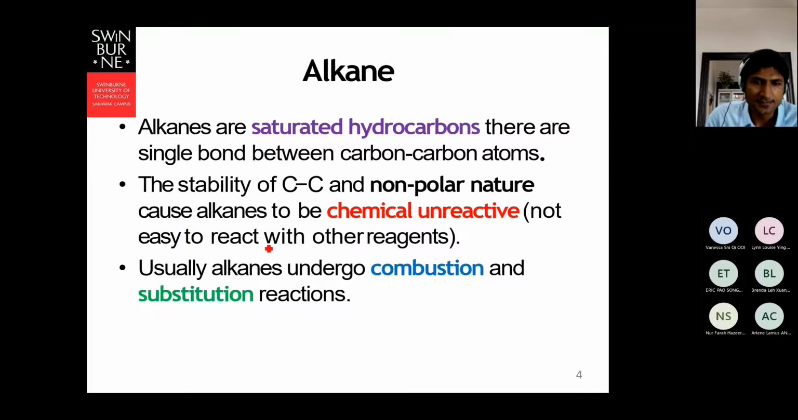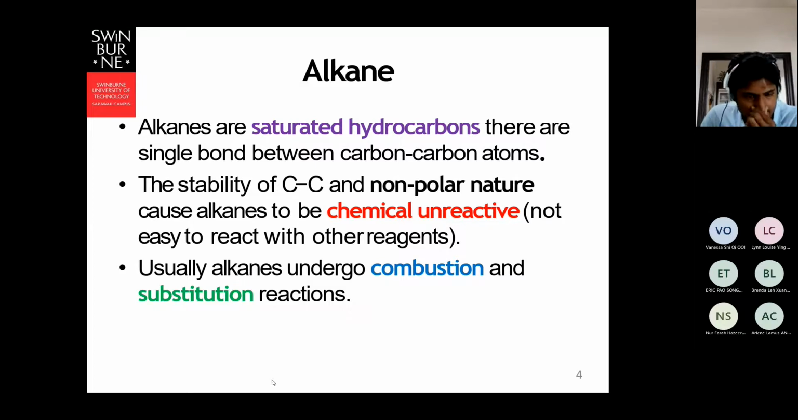Okay, so the alkanes. Alkanes will go for substitution reactions mostly because the carbon-carbon single bond is non-polar in nature. That means they are stable. You cannot make any hole into that stability. But once one hydrogen from that chain has been substituted, then it becomes vulnerable, and many other reactions can be done.